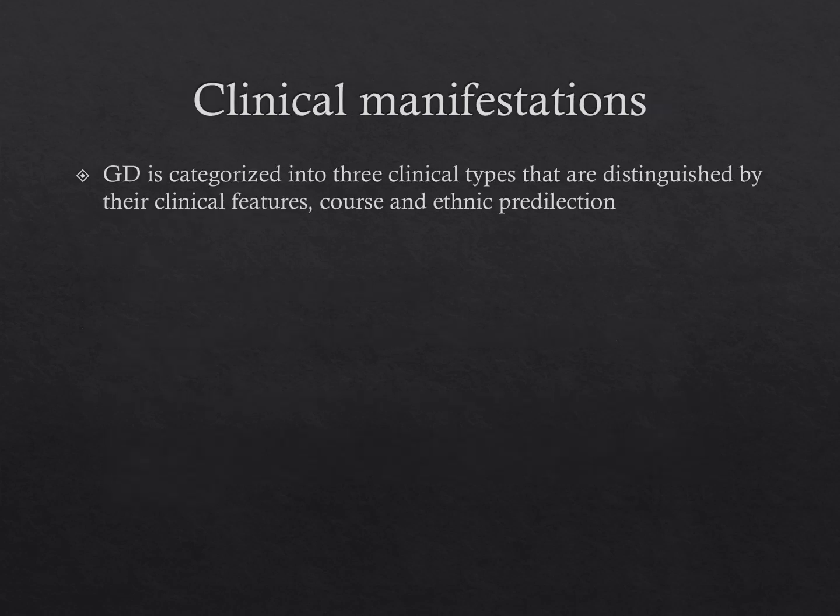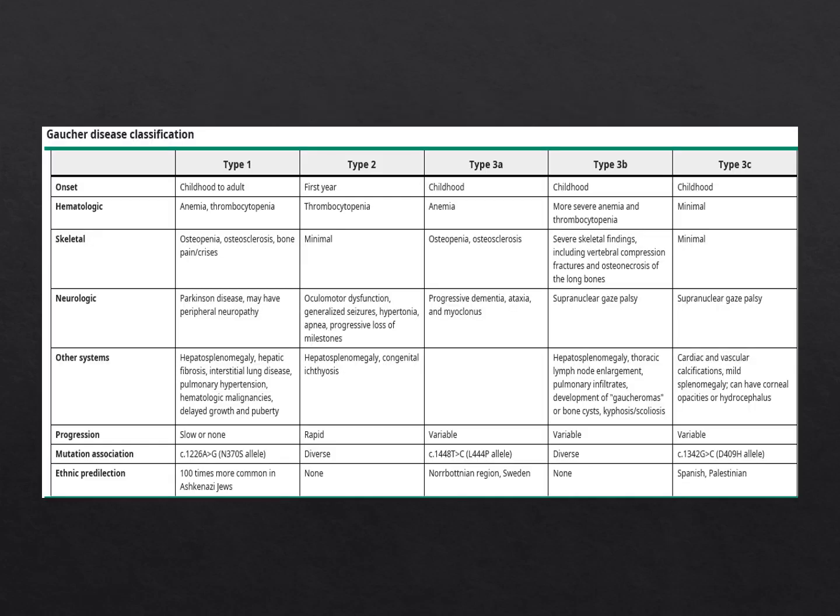When it comes to the classification, we can portray it in terms of the clinical manifestations with which Gaucher's disease in the different types actually presents within the patient groups. Gaucher's disease itself is categorized based on the clinical presentations in the patients, and it is of three different clinical types, which are distinguished by their clinical features, the course and ethnic predilection of this disorder. This presentation will be concentrating more on type 1, which actually affects the skeletal system more.